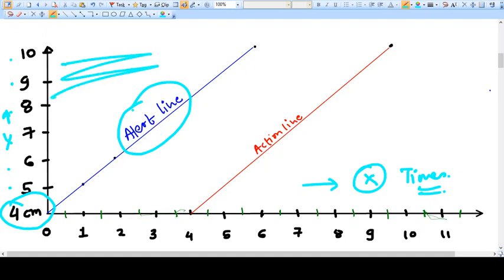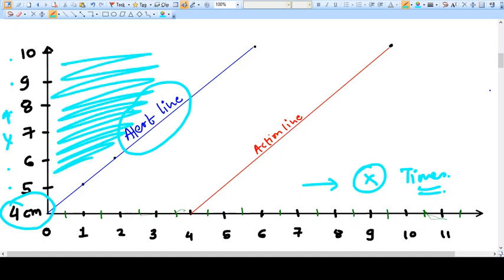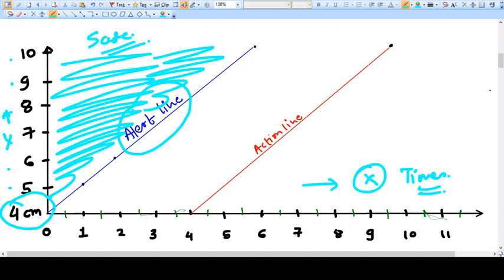So this area of the partogram is a safe area. Why is it a safe area? Because whenever the patient's partogram is in this area, that means that the rate of cervical dilatation is more than 1 centimeter per hour. Okay, so this is the safe area.